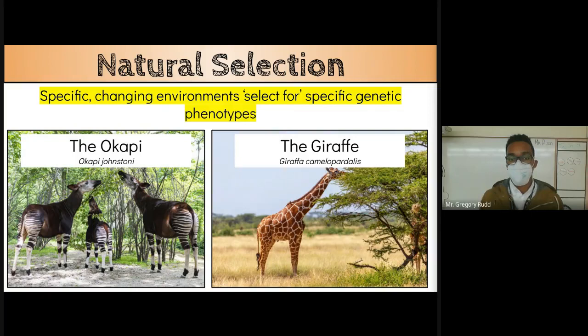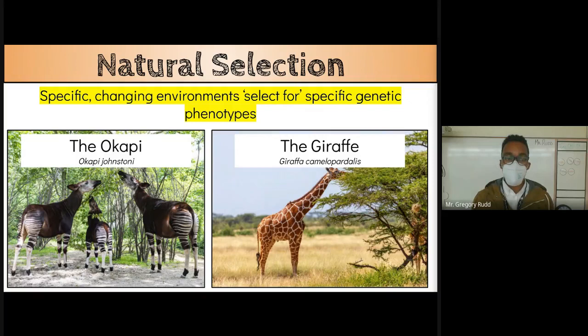Now you can see that the okapi is really not much bigger than a horse. But over time, as food resources became limited, and it was much more difficult to reach food that was either on the ground or hanging pretty low to the ground, the organisms that had the longer necks were being selected for. They had a genetic advantage. They had a specific body type that allowed them to compete for resources better. And so while in this competition, they're surviving more, they're having more offspring.